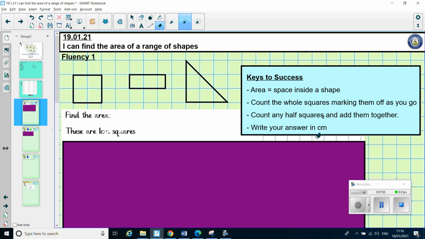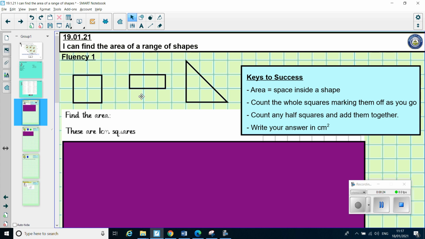We're now moving into the main part of our lesson. Our I can today is I can find the area of shapes. So yesterday you looked at finding the perimeter, and perimeter meant going round the edge of a shape. Area is the space inside a shape, and we calculate area in centimetres squared. So centimetres with a little 2.